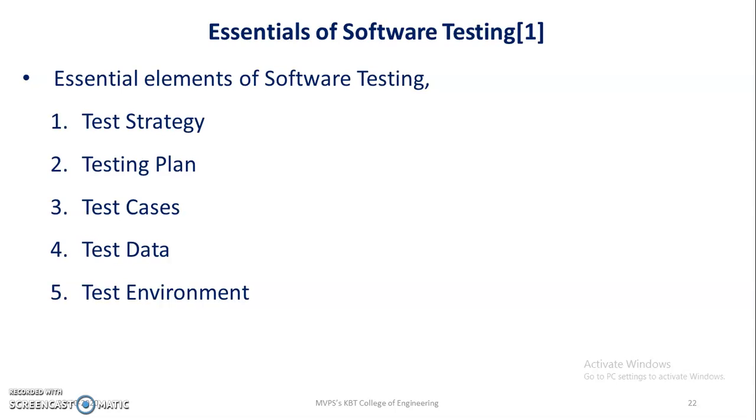There are 5 essential elements of software testing, shown on this slide. First one is test strategy, second one is test plan, third one is test cases, fourth one is test data, and fifth is test environment. We will discuss these essential elements of software testing one by one. First one is test strategy.